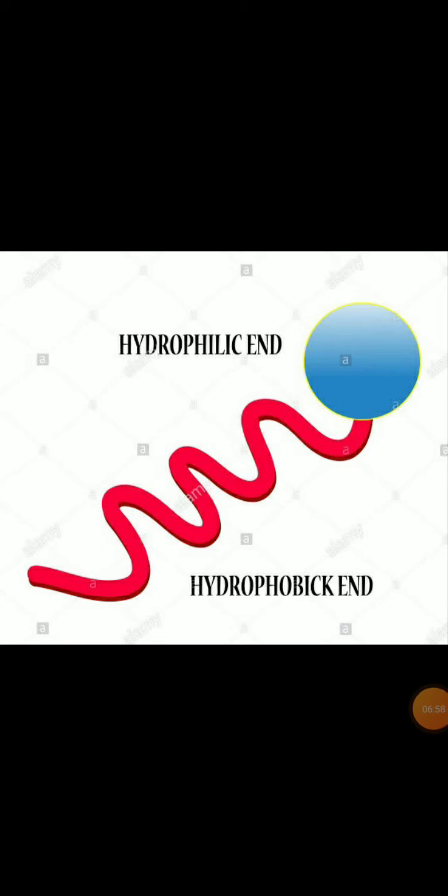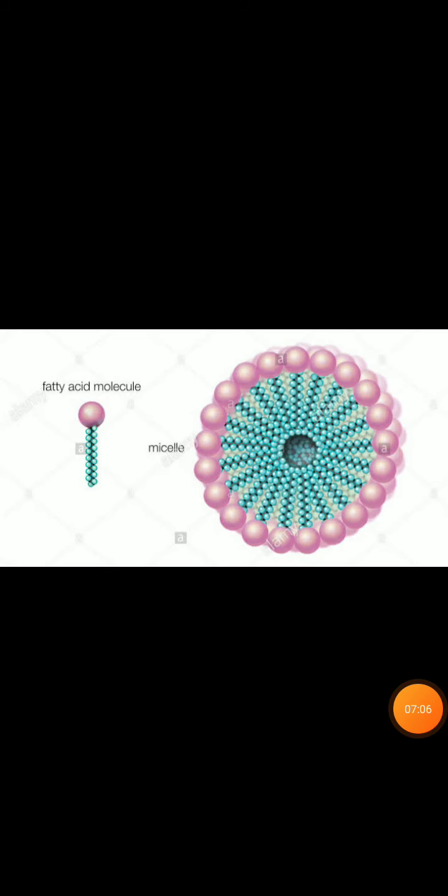So this way we will remember the structure of a soap molecule: the hydrophilic end and the hydrophobic end. And by combining a number of soap molecules, a structure is formed which is called micelles. In this figure, you can see on the left hand side one soap molecule is shown, that is a fatty acid molecule, soap molecule. Head and tail are shown. So when a number of these molecules combine together, it forms the structure which is called micelles.